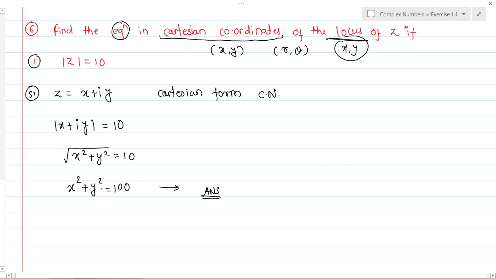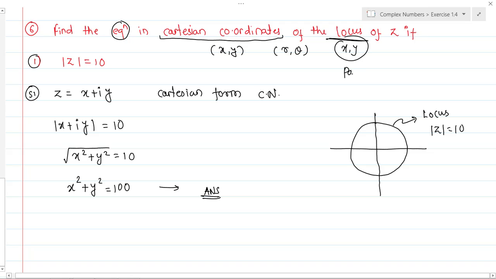If you take different values of x and y which satisfy this equation, you will get a circle, and this circle is nothing but the locus of the given mod z equals 10. This is the answer. Always remember, locus means it's a path, the path on which this complex number revolves. You take different values of x and y, and it should give you the circle only.